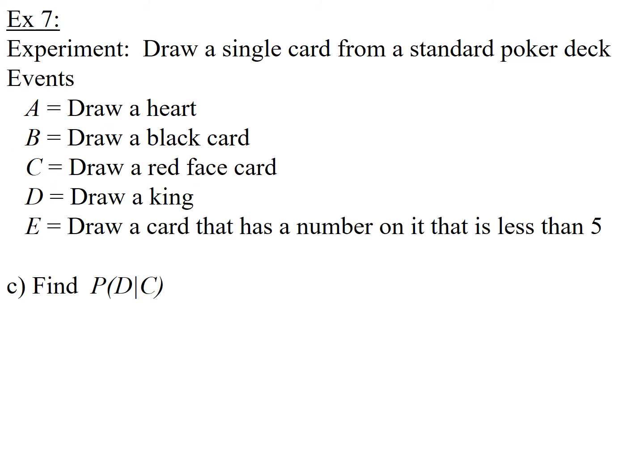All right, same thing. We're drawing 1 card from a deck. It says find the probability of D given C. So again, I've drawn 1 card. It's already been drawn. I'm not going to draw a second one or anything, but I don't look at it, and I show it to you. You tell me that C has occurred. You tell me it's a red face card. As soon as you tell me that, I know what my new sample space is. I know it's got to be a red face card.